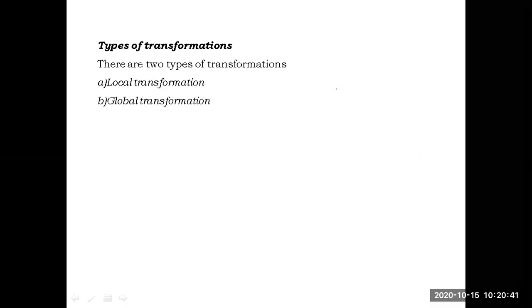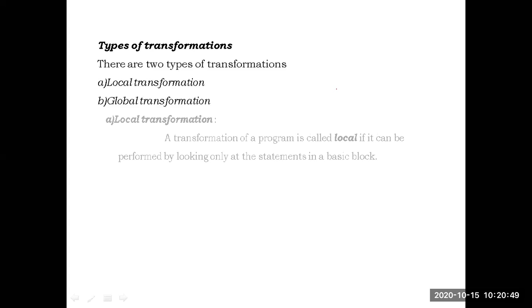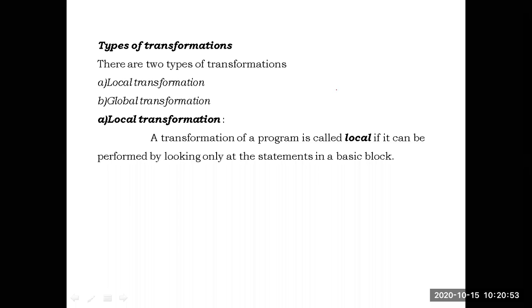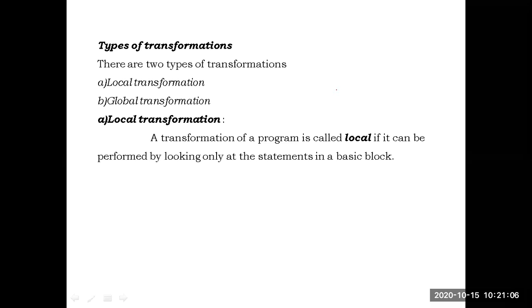Next, types of transformations we have seen, these are similar to the phases of compilation optimization. Local transformation is nothing but the local optimization. Global transformation is nothing but the global optimization. If we apply the transformation on statements within the basic block, it is called local transformation. If we apply transformation on the statements of the entire program, it is called global transformation.